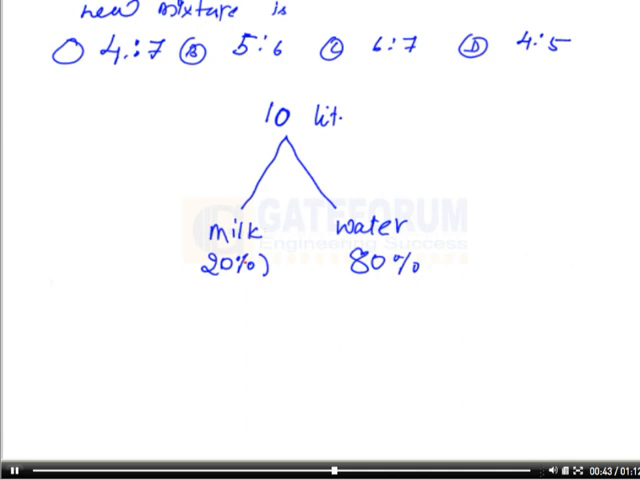So, 20% of 10 liters is nothing but 2 liters. Remaining will be 8 liters, to which 2 liters of water is added and 3 liters of milk is removed. So the ratio of the milk will be 4 and this will be 5. 4:5. The ratio of milk and water is 4:5, which is option D.